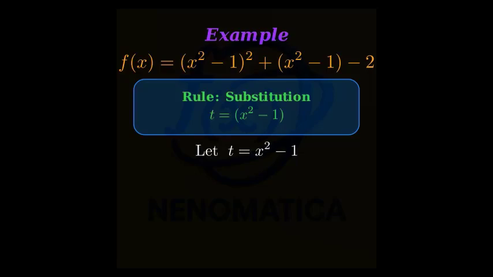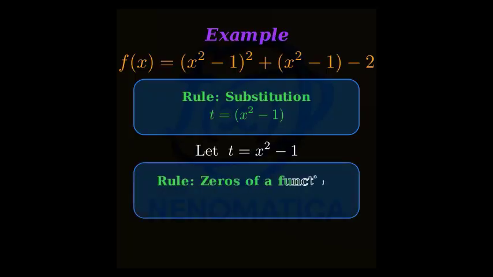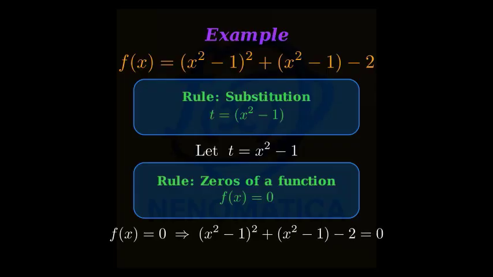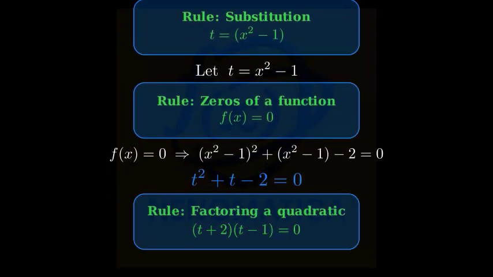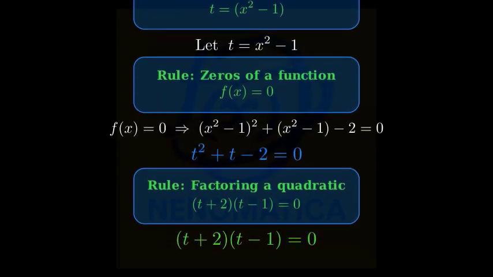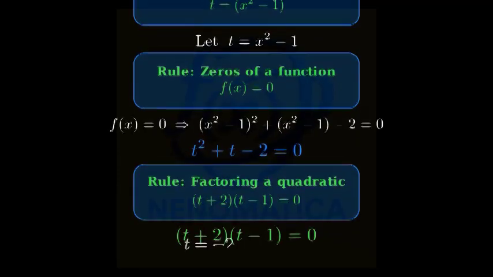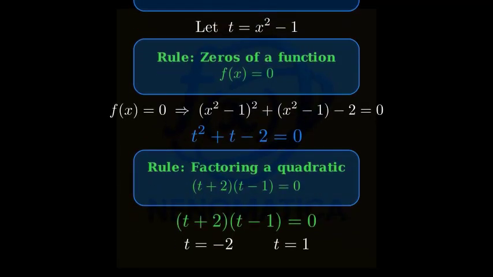Step 2. Form the quadratic in t. To find zeros, set f of x equal to 0. Then substitute t for x squared minus 1. This yields t squared plus t minus 2 equals 0. Step 3. Factor and solve in t. We want two numbers that multiply to negative 2 and add to positive 1. That is plus 2 and minus 1. So the factorization is open parenthesis t plus 2 close parenthesis times open parenthesis t minus 1 close parenthesis equals 0. Therefore, t equals negative 2 or t equals 1.